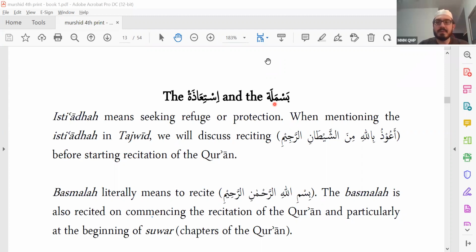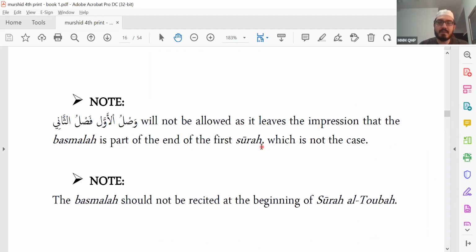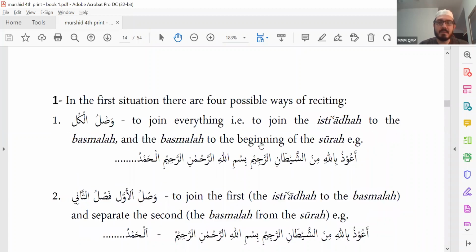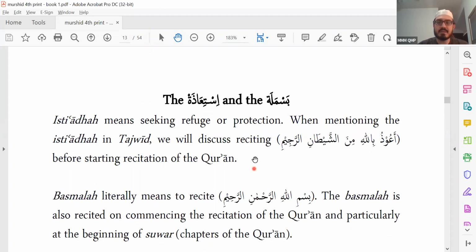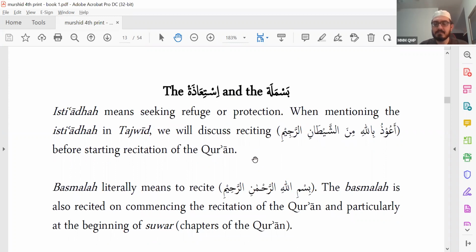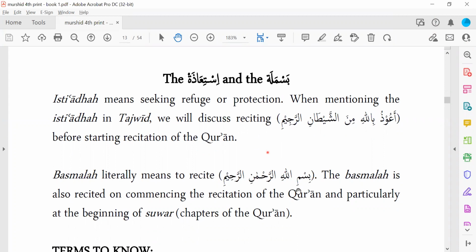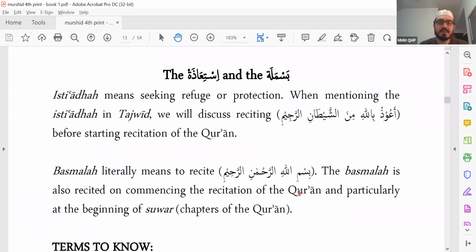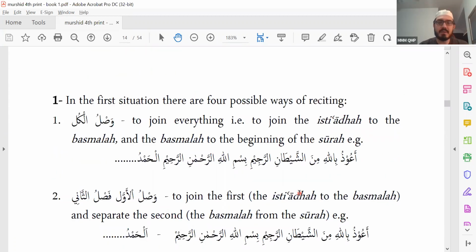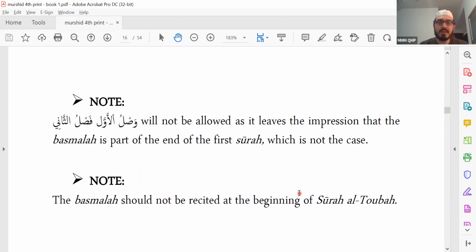Okay, everything clear, alhamdulillah. Now, okay, so we have isti'adha and basmala here. How long does this class go for? Is it just 1 hour? Yes, that's right. Okay, inshallah. If we get into this topic here, we might not have enough time for the practical, but let's see, inshallah.